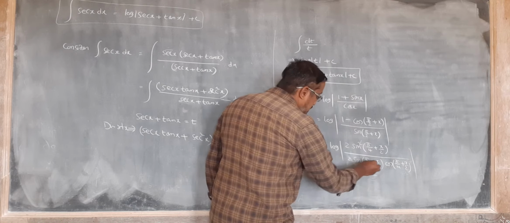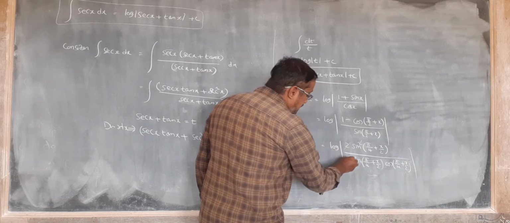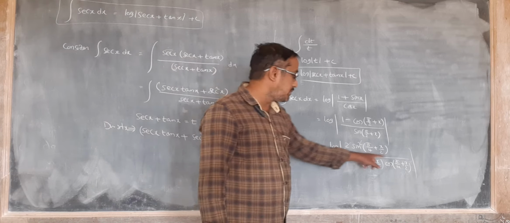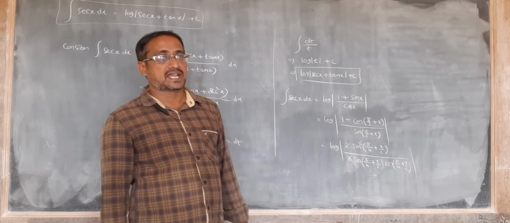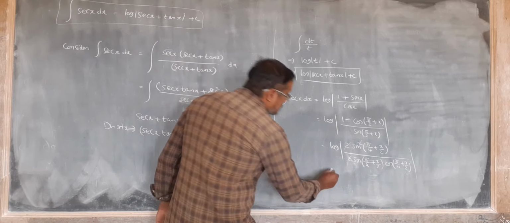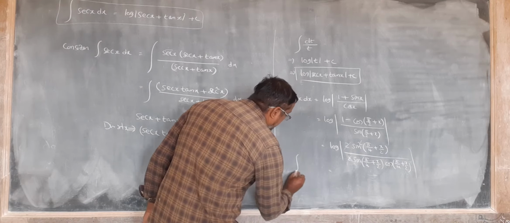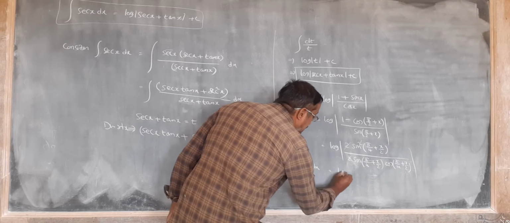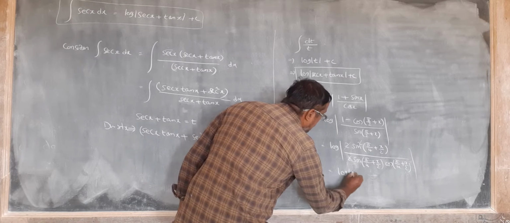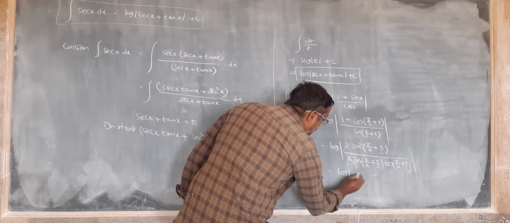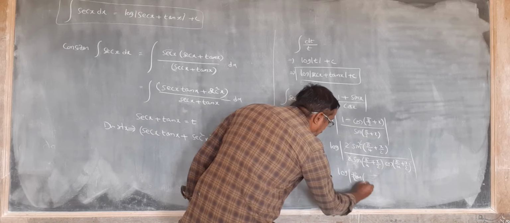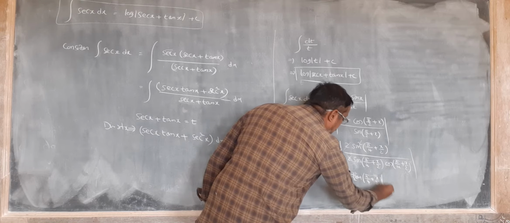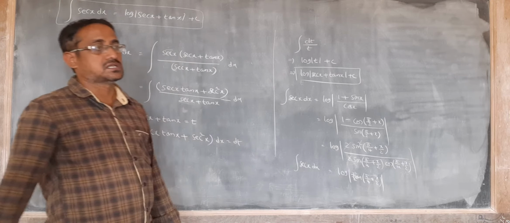Now here sin pi by 4 plus x by 2 and 2 is cancelled. Now this is sin by cos. Result will be tan. So integral secant x dx is equal to log mod tan of pi by 4 plus x by 2. That is the result.